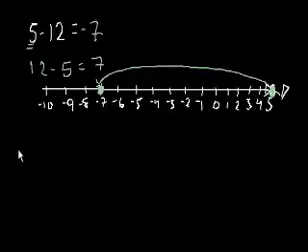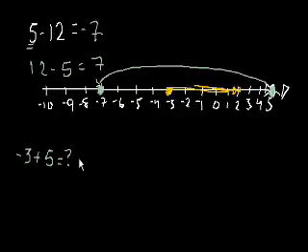Let's do another one. What if it was negative 3 plus 5 equals what? Well, let's use the same number line. Let's go to negative 3 plus 5. So we're going to go to the right 5. 1, 2, 3, 4, 5. It's 2.